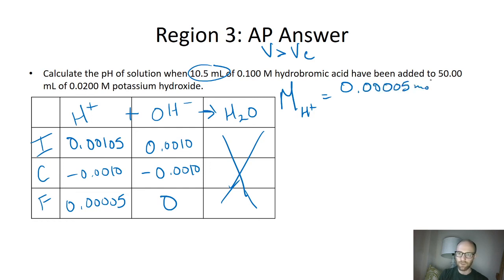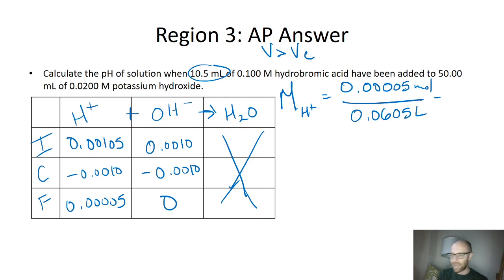0.00005 moles over, we had 50 and 10.5. Did I do my math right? I really hope I did my math right. Oh, I'm going to be kicking myself. Oh no, I did do my math right. Sweet.